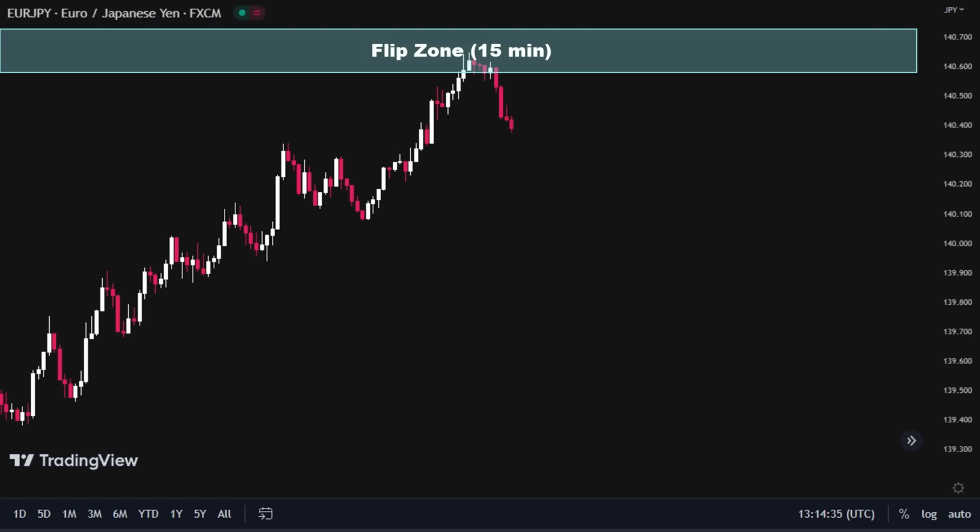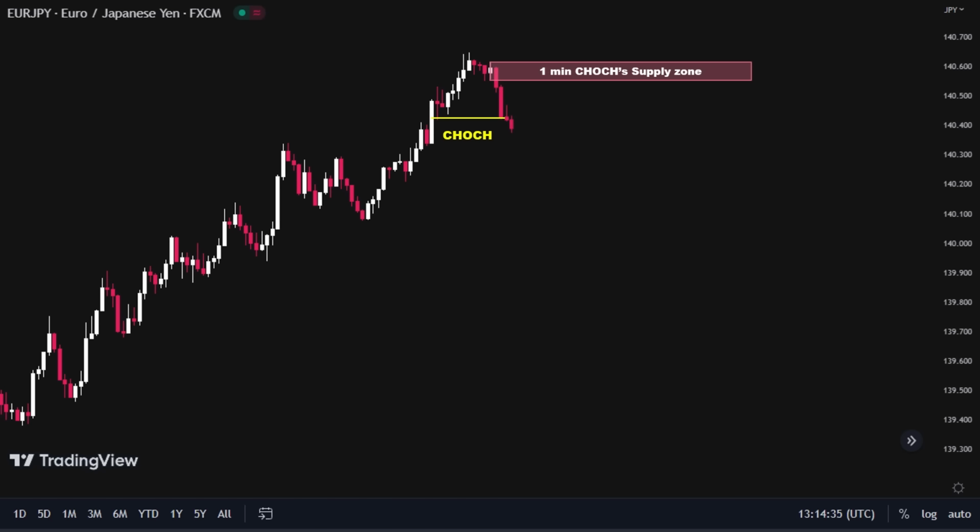As you can see, price has reached the flip zone, has broken out this structure to the downside, and left an incredible inefficiency behind. So we have got the confirmation we were looking for. Next, we are going to highlight the supply zone created by Chalk's wave. Now we have detected the point of interest.